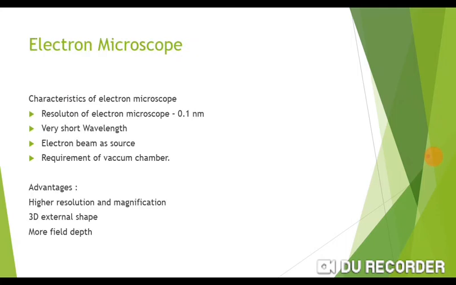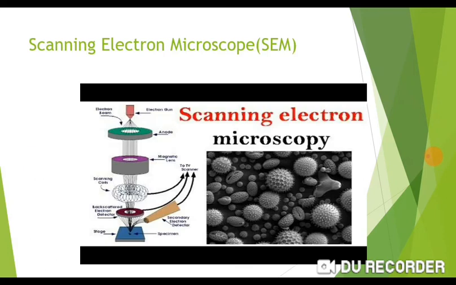Then we studied the electron microscope and how it is advantageous for observing structure up to the nanoscale. Then we talked about the scanning electron microscope. In this, we studied the working principle of the scanning electron microscope.